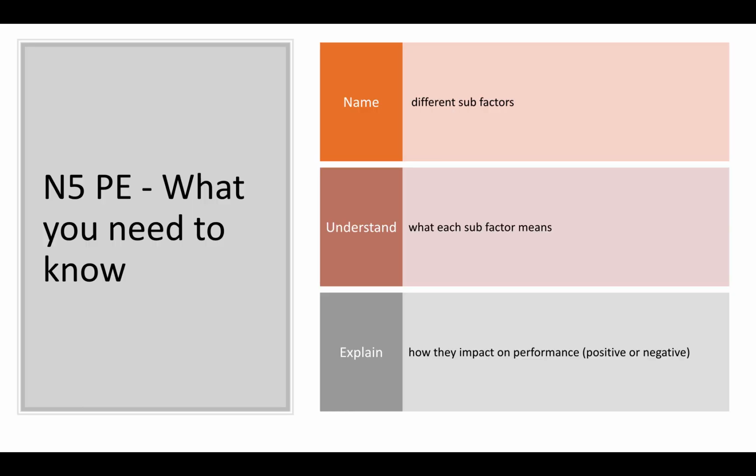At National 5 PE you need to be able to know the names of different sub-factors, you need to understand what these sub-factors mean, and you then need to be able to explain how they impact on performance in a sporting activity. This impact can be positive, i.e. it can help your team or your performance, or it can be negative.